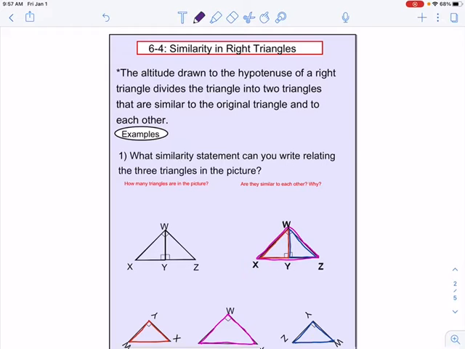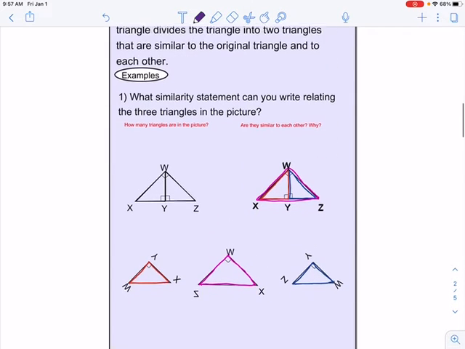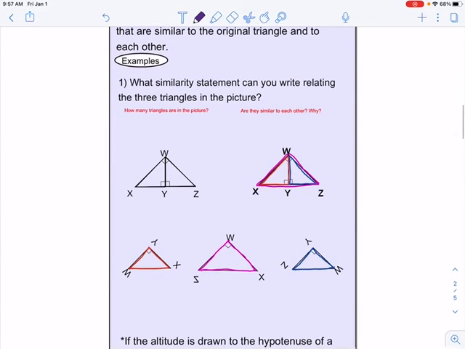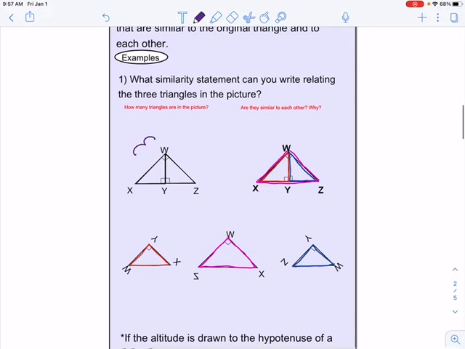You're going to see a picture of what that means in just a second. We want to write a similarity statement relating the three triangles in the picture. The first question is, how many triangles are in this picture right here? The answer is there are three. I highlighted those three in different colors on the right: the red triangle, the blue triangle, and the pink triangle. Now we want to know, are they similar to each other and why?